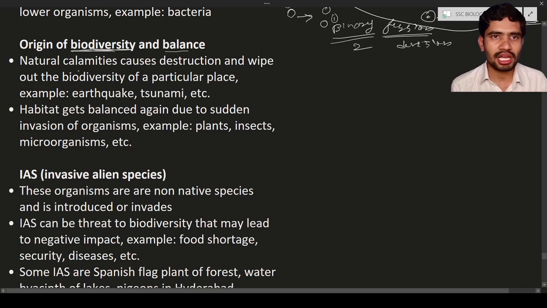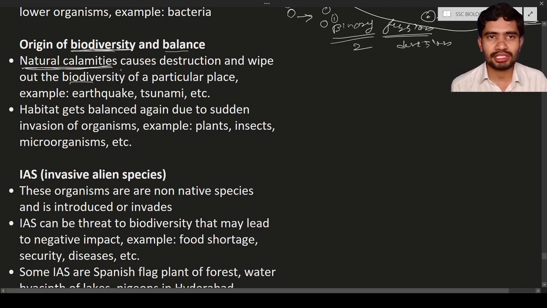Here the natural calamities cause destruction and wipe out the biodiversity of a particular place. You might have seen different diseases and tsunami and also earthquakes. These are the natural calamities. Natural calamities means some kind of danger coming from the nature. Earthquake is a natural calamity. Tsunami is also a natural calamity. Next, floods are also a natural calamity, and so on.